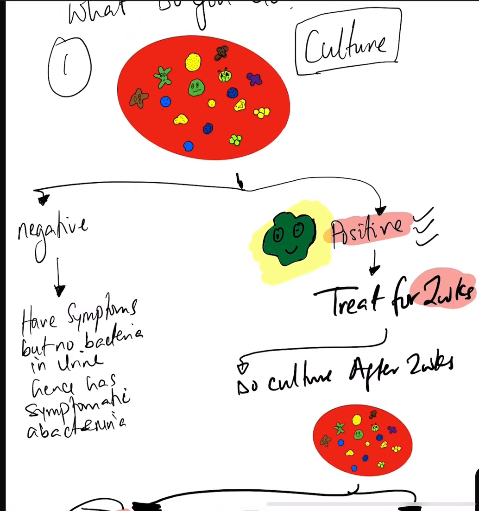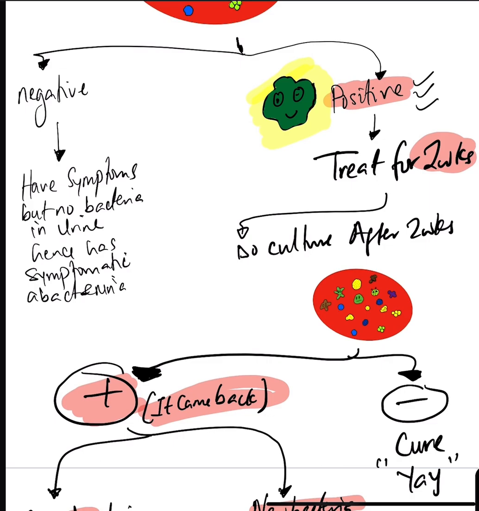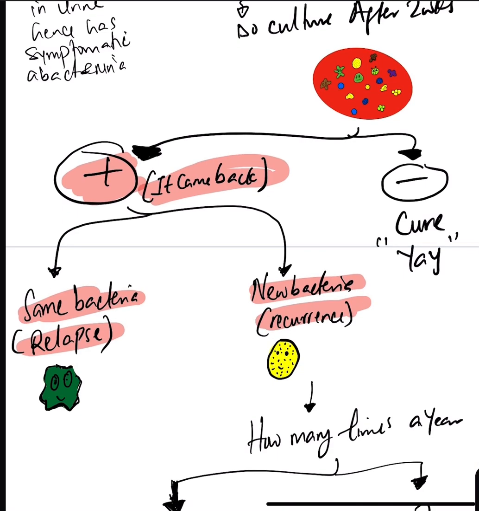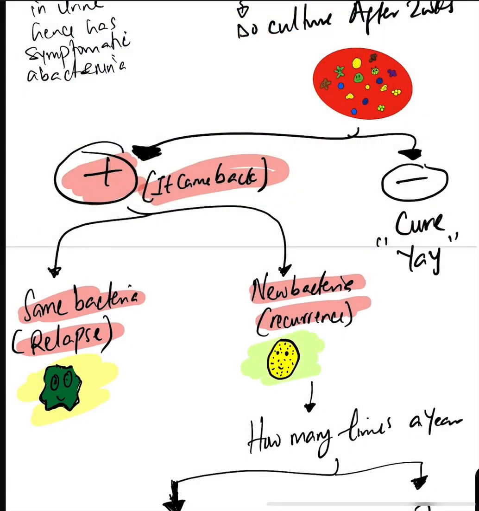When she came back, it was a green bacteria. When you treated her for 2 weeks and she still has symptoms, and you did the culture and it's still positive, and you saw that the bacteria is still green, it means she has relapse. But if you see a new bacteria, which as we can see is yellow in color, that means recurrence. That means this is a new infection that she got.